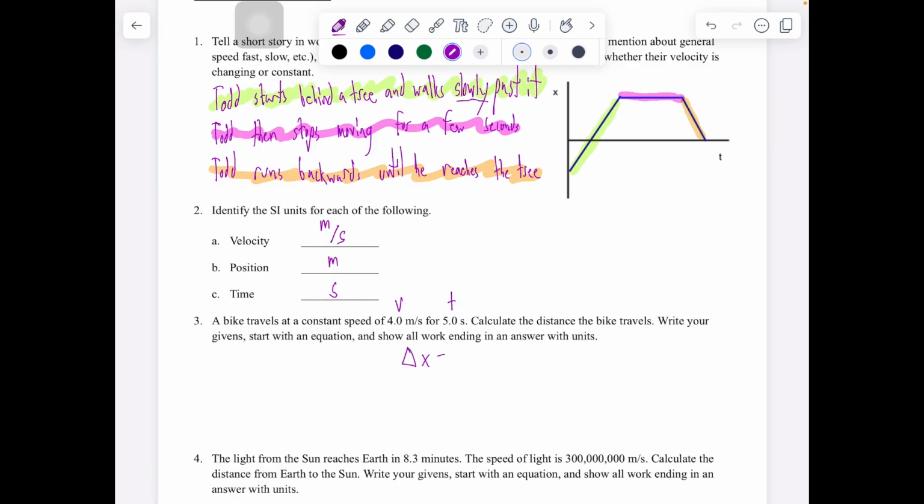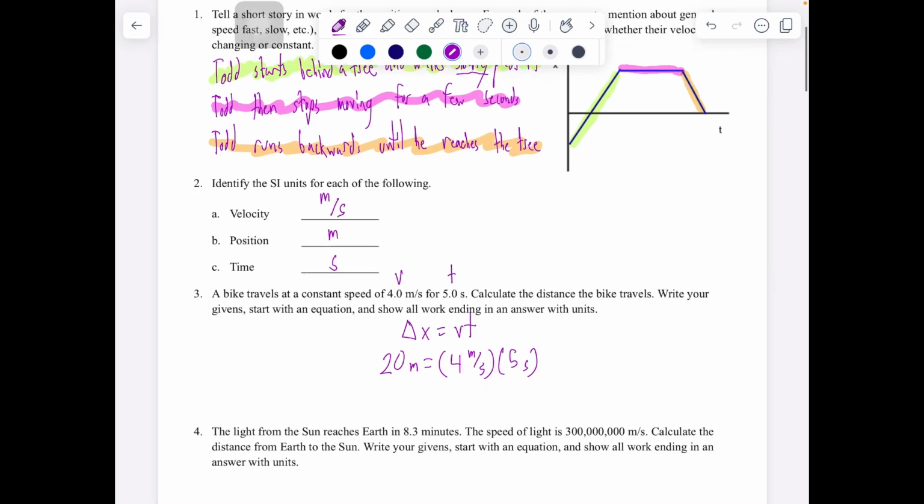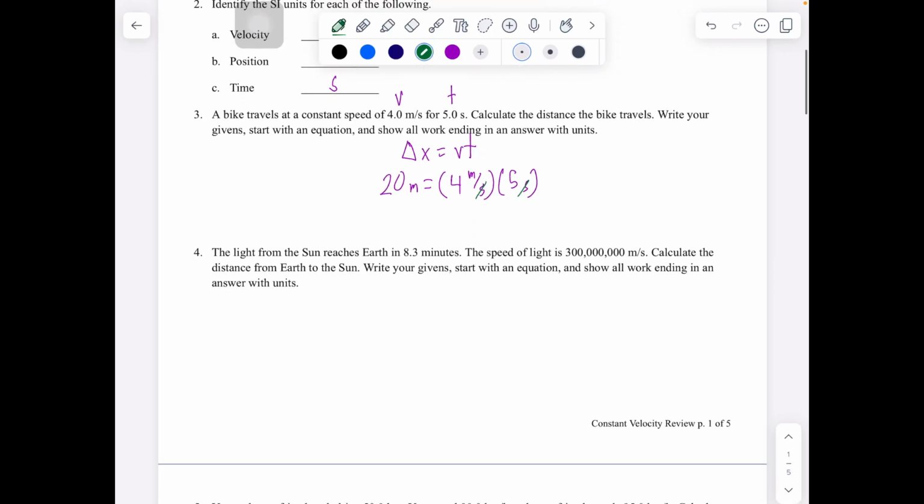Our equation is delta x is equal to velocity times time. We can go ahead and plug in our variables. So let's plug in that 4 meters per second, and that 5 seconds for our time. And if we go ahead, we'll find out our answer here, 4 times 5 is going to give us 20 meters. You can see, working with the units, that the seconds and the seconds are actually going to cancel. That gives us our meters. That's why our answer is just in meters. So units work out as well.